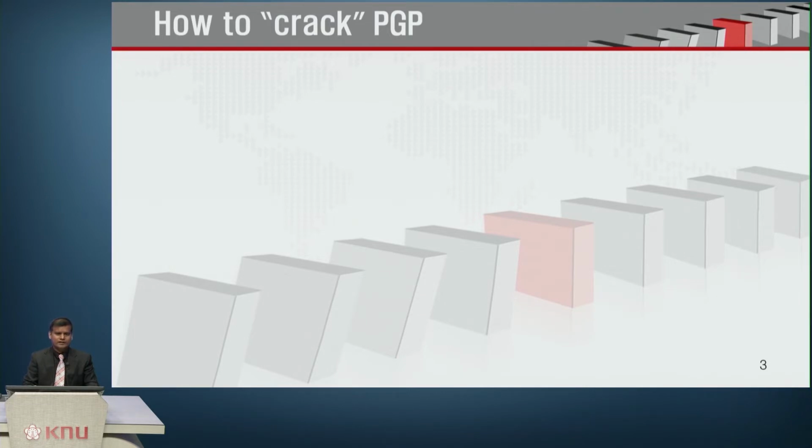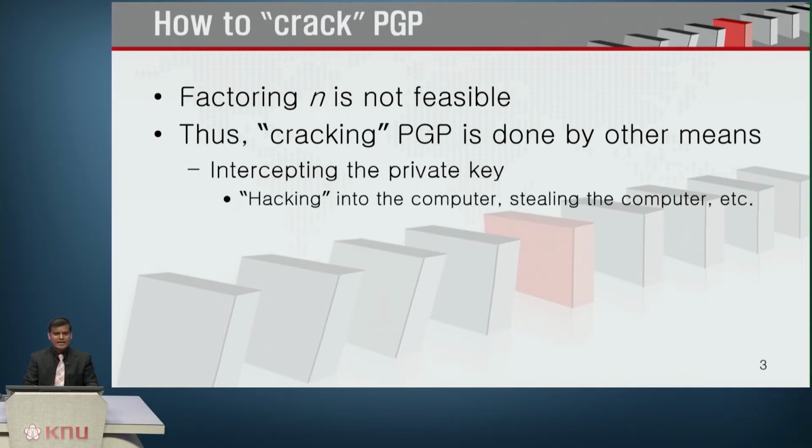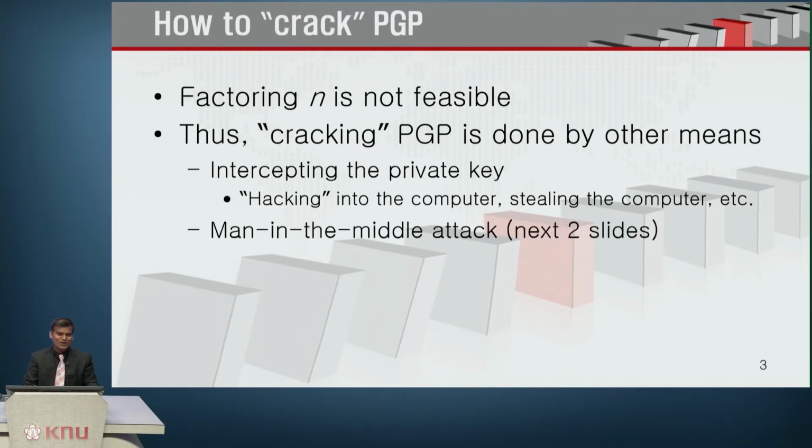So how do you crack PGP? PGP is, in fact, Pretty Good Privacy, so-called. Factoring n is not feasible, so cracking PGP is done by other means. For example, you can intercept the private key by hacking into the computer, stealing the computer, etc., like the so-called man-in-the-middle attack. We will talk about this man-in-the-middle attack in a short time.